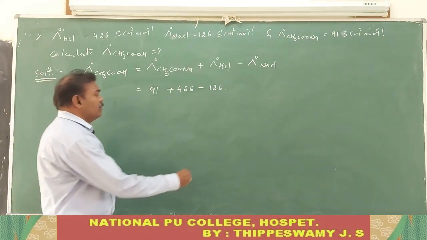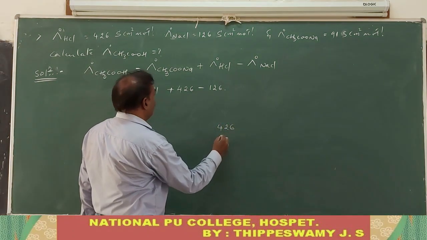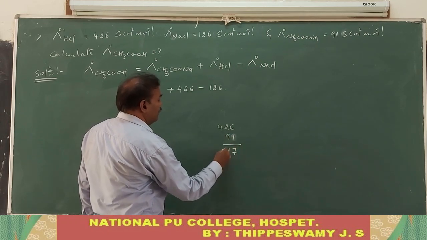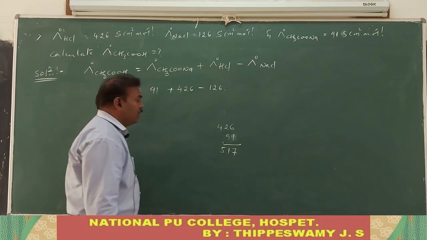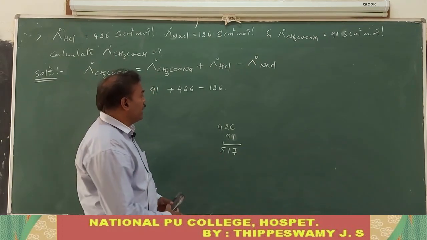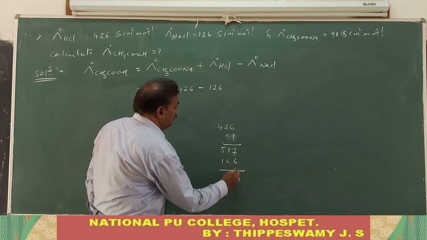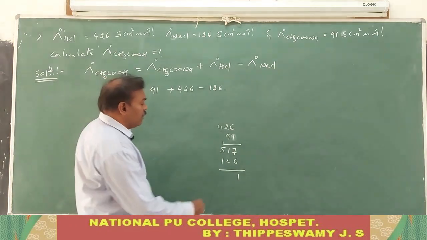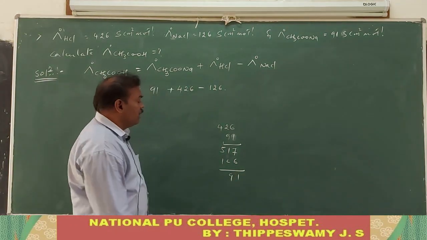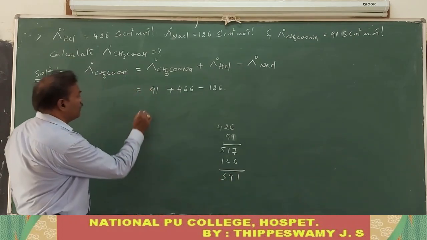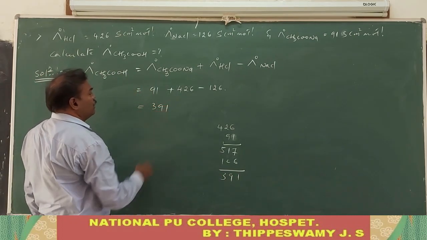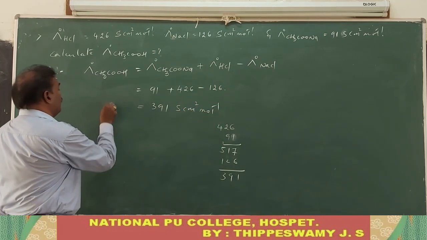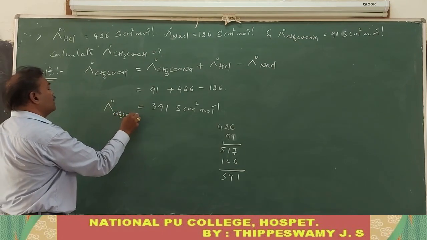Now we take 426 plus 91. How much are you getting? 91, here 7 and it is 11 and it is 5. Now 5 and then 17 you are getting, from which you have to remove 126. So 7 minus 6 is 1, and the remaining 11 minus 2, how much is it? 9 only, and 4 minus 1 is 3. So now we are getting the answer, 391 S cm² per mole. So this is the limiting molar conductivity of acetic acid.